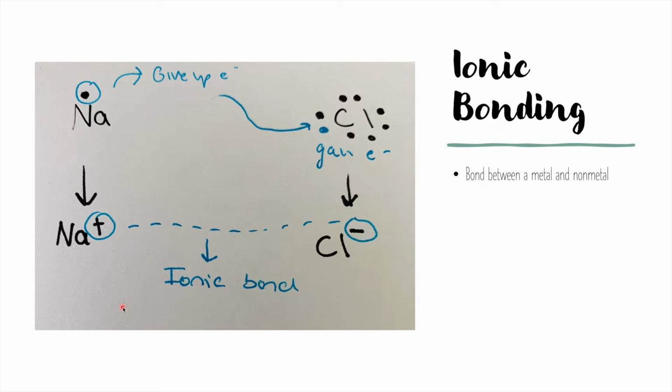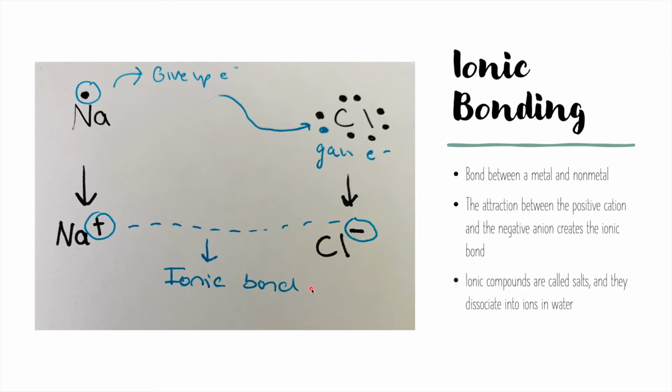Remember that atoms want to become stable by fulfilling the octet rule. So sodium, a metal, will give up its electron, and chlorine, a nonmetal, will gain an electron. The attraction between a cation and an anion forms the ionic bond. Ionic compounds are called salts, and they dissociate into ions in water.